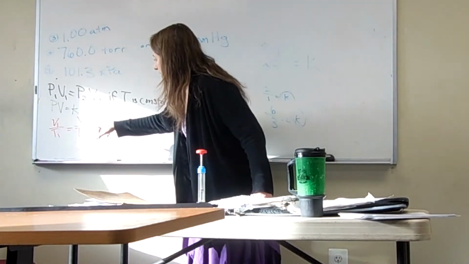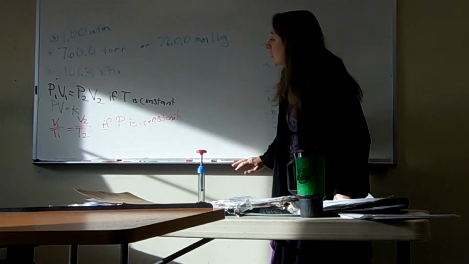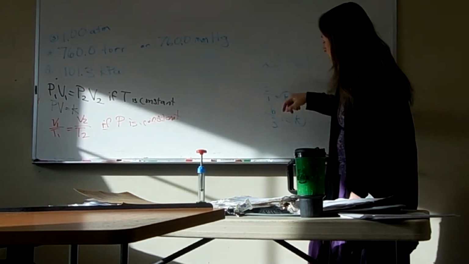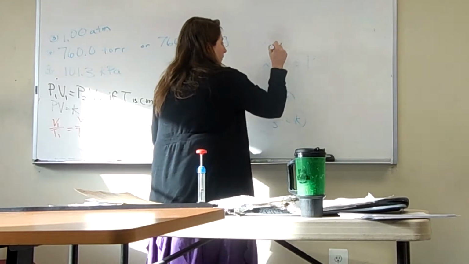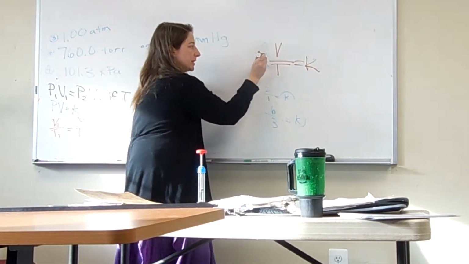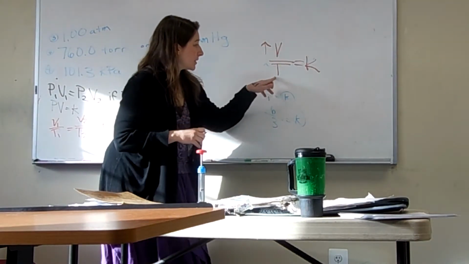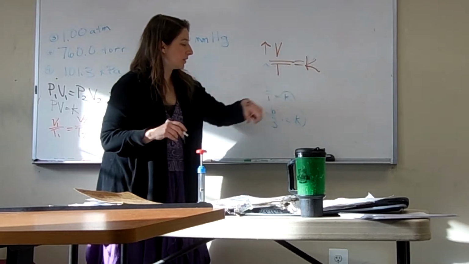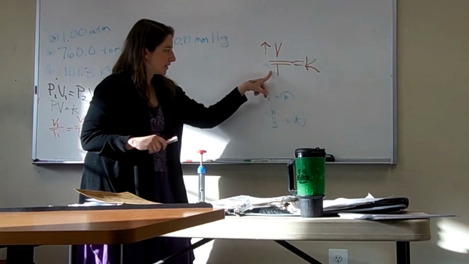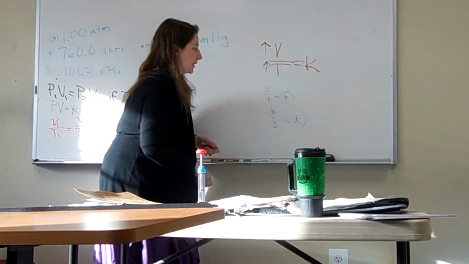Charles' law, volume divided by temperature. So volume and temperature are directly related if pressure is constant. That means if volume increases while pressure is remaining the same, temperature has to increase to make it continue to equal the constant. This number can't change. So if this one goes up, this one has to also go up. That's what directly related means.